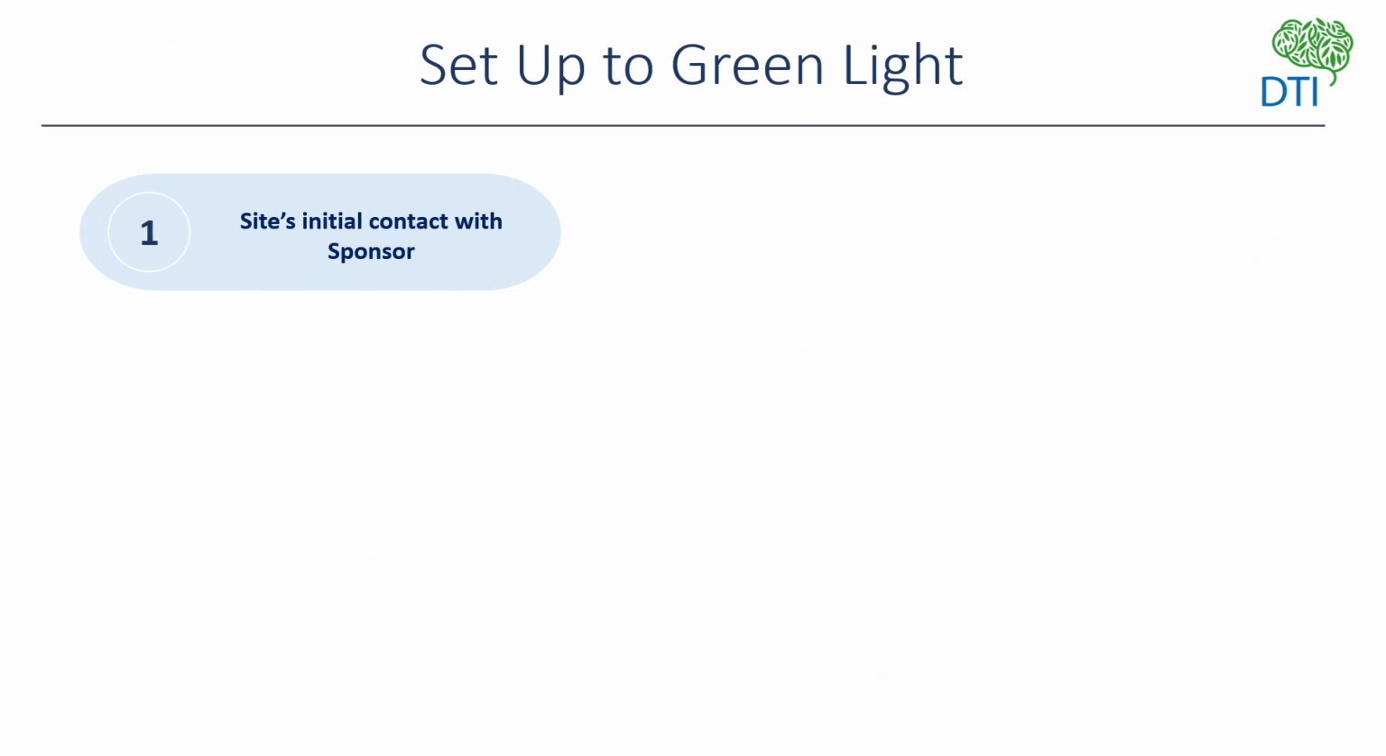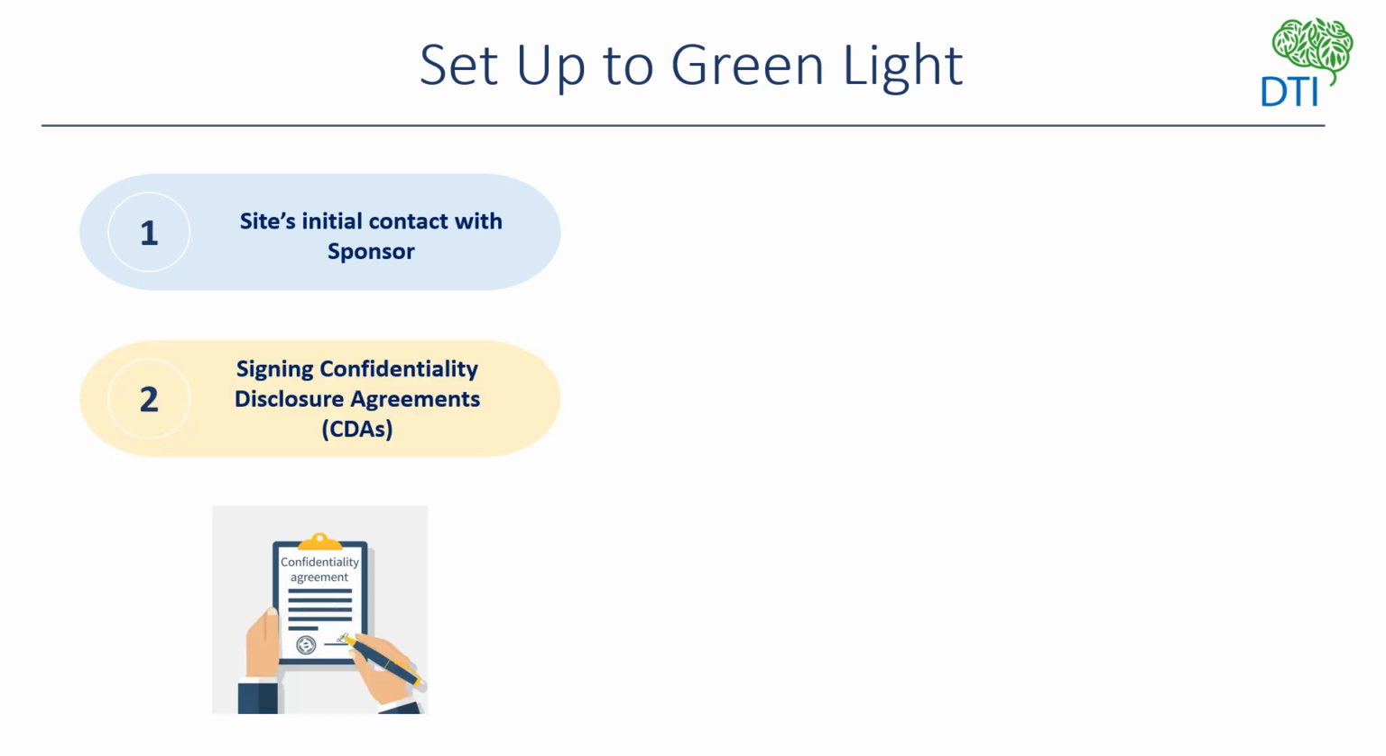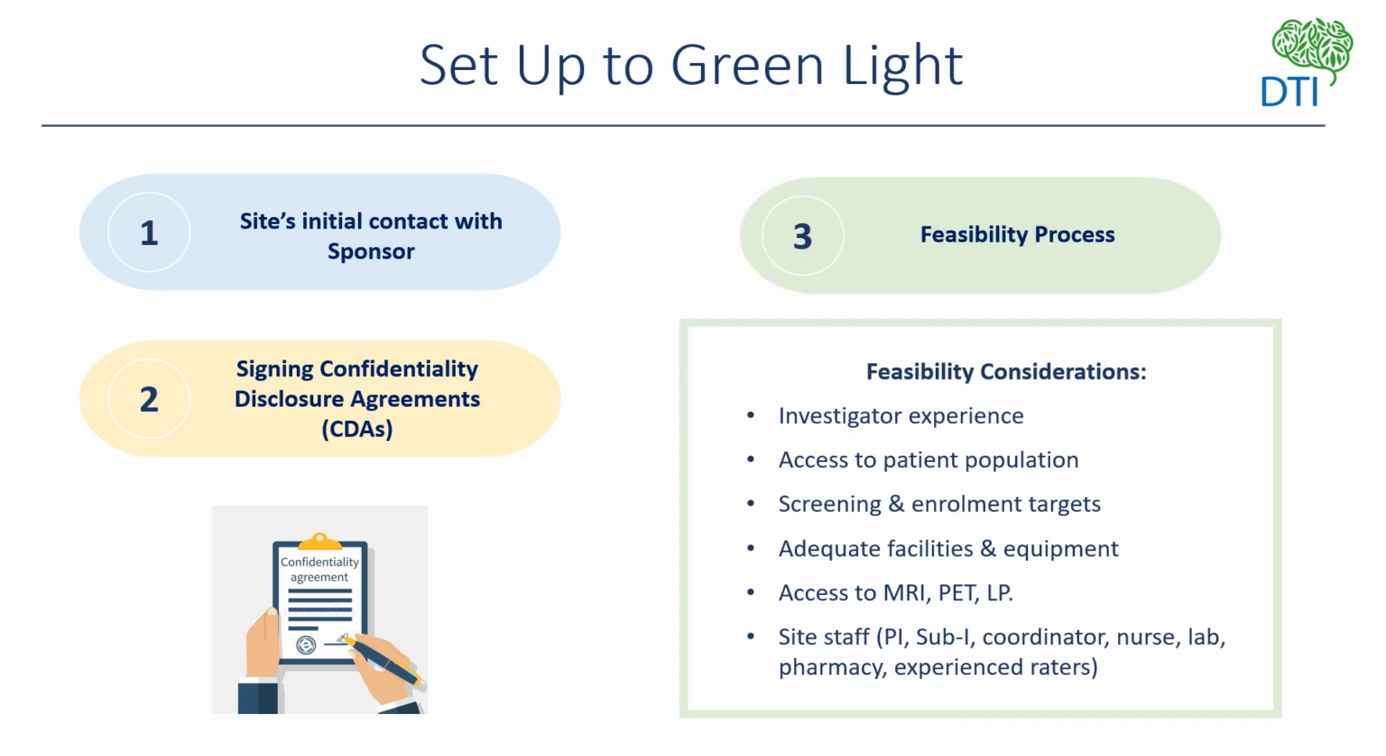So I'm going to run through all the different steps. They definitely don't have to go in order, but it's just to give you an idea of how it typically goes from setup to green light. So typically the first step is going to be your initial contact between the research site and the sponsor to discuss interest in a particular trial. So obviously before sharing sensitive trial information, the site and the sponsor will both sign confidentiality agreements, and this is just to protect confidential data. And this is where you're going to receive your protocol synopsis and a feasibility questionnaire from the sponsor as well.